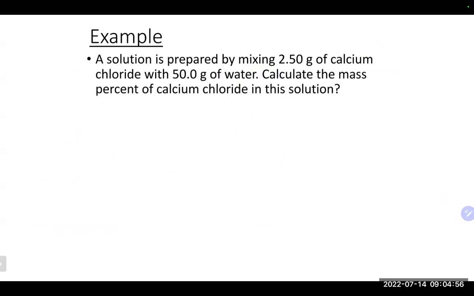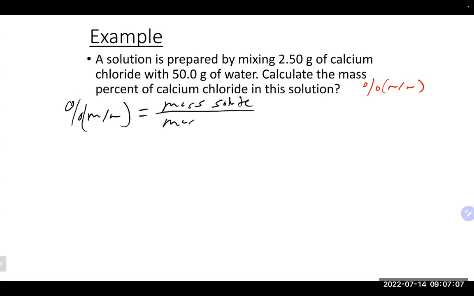Okay, so why don't we try one here? A solution is prepared by mixing 2.5 grams of calcium chloride with 50 grams of water. Calculate the mass to mass percent. Okay, let's take a look. So we're looking for percent mass to mass here, and that is the mass of the solute divided by the mass of the solution times 100%. So we're taking 2.5 grams of calcium chloride and mixing it with 50 grams of water. So our calcium chloride here is the smaller part, and that would be our solute. The water here is the larger part, and that would be our solvent.